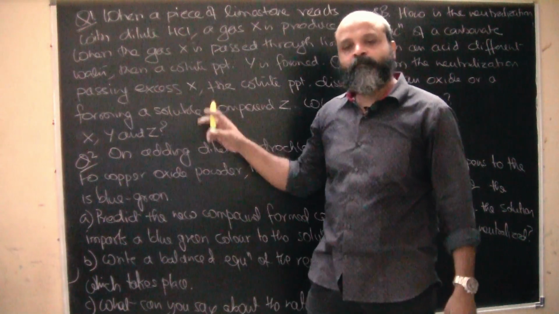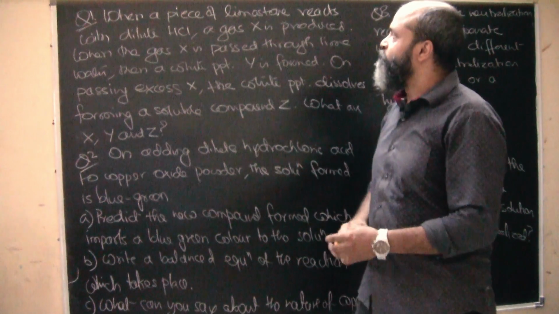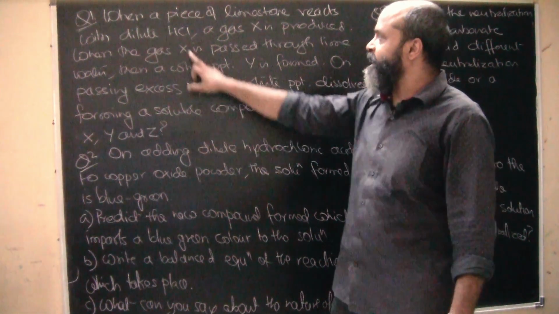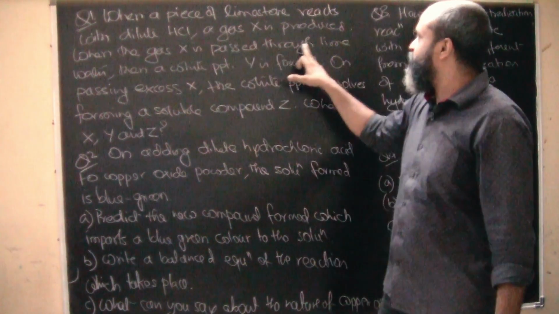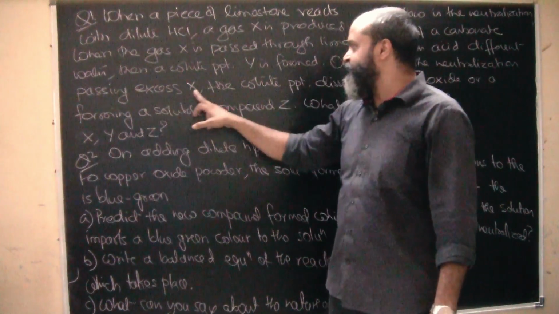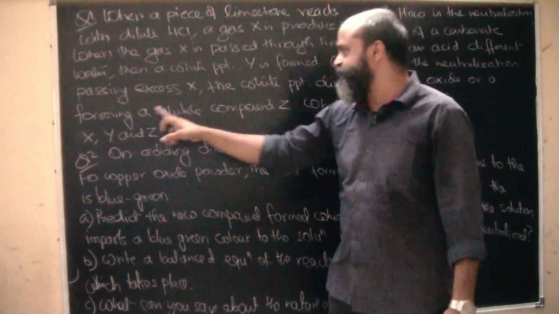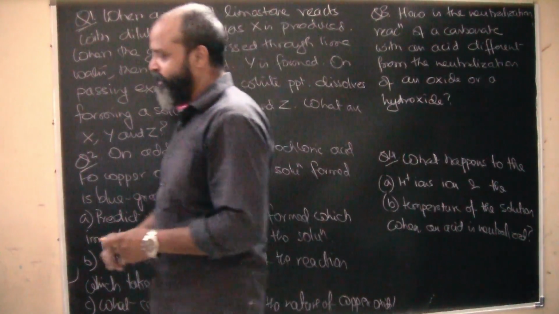More questions here for clarifications on acids and bases. So the question we have is: when a piece of limestone reacts with dilute HCl, a gas X is produced. When the gas X is passed through lime water, then a white precipitate Y is formed. On passing excess X, the white precipitate dissolves, forming a soluble compound Z. What are the products X, Y and Z?